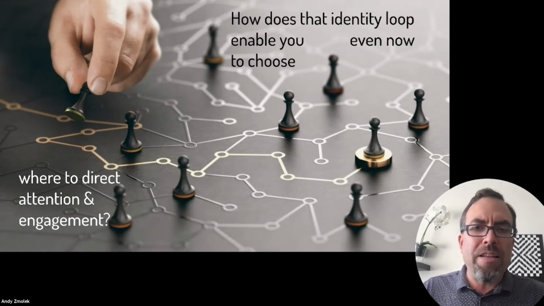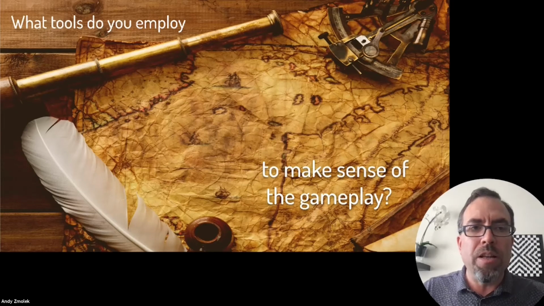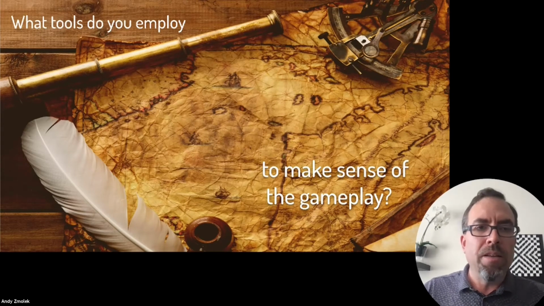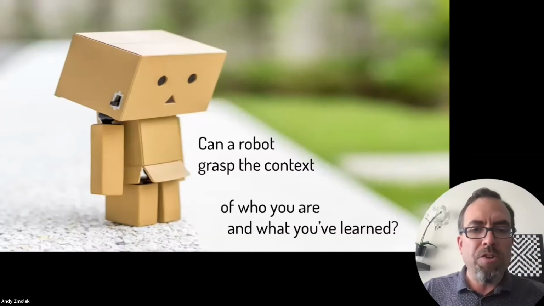How does that identity loop enable me, you, our company, our nation, right, to choose where to direct attention and engagement? Because that's ultimately the primary degree of freedom that we have. Where are we directing our attention and engagement? And what tools do you employ to make sense of the gameplay at each of these dimensions, right?